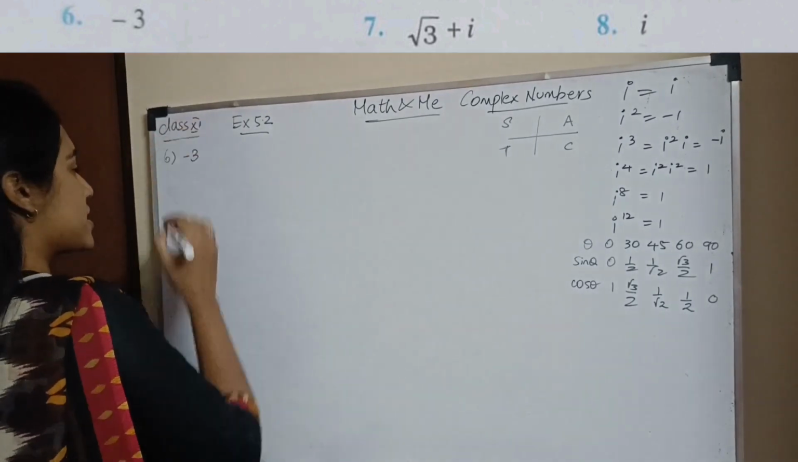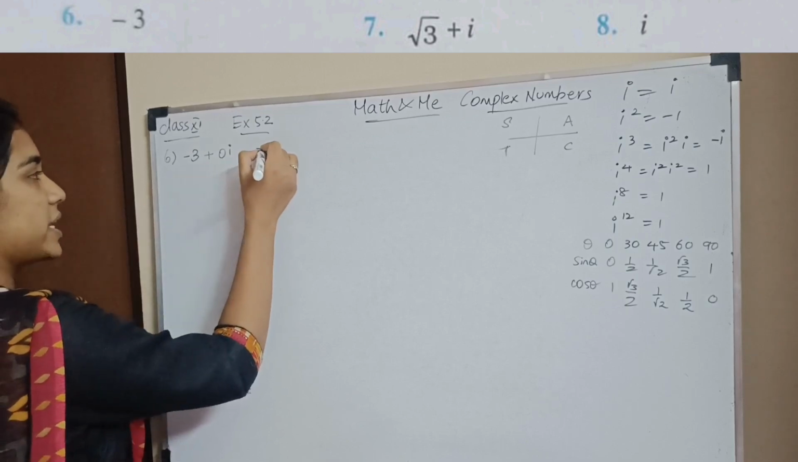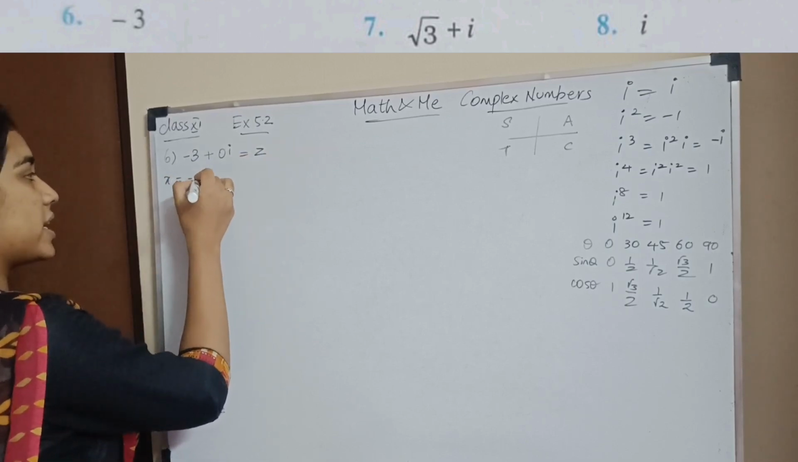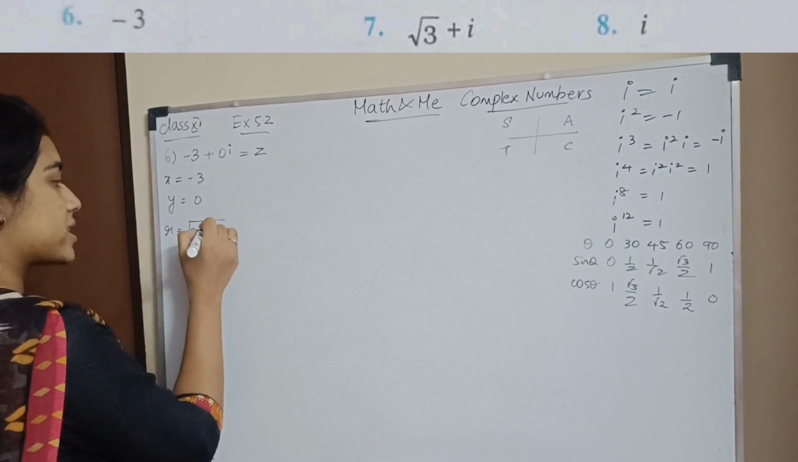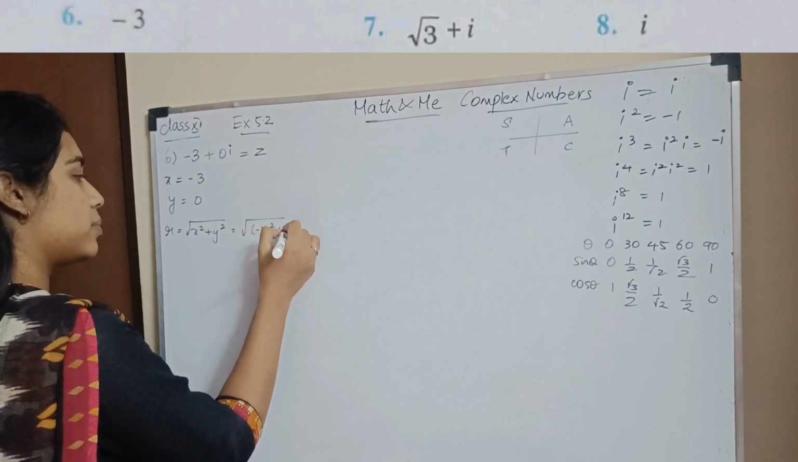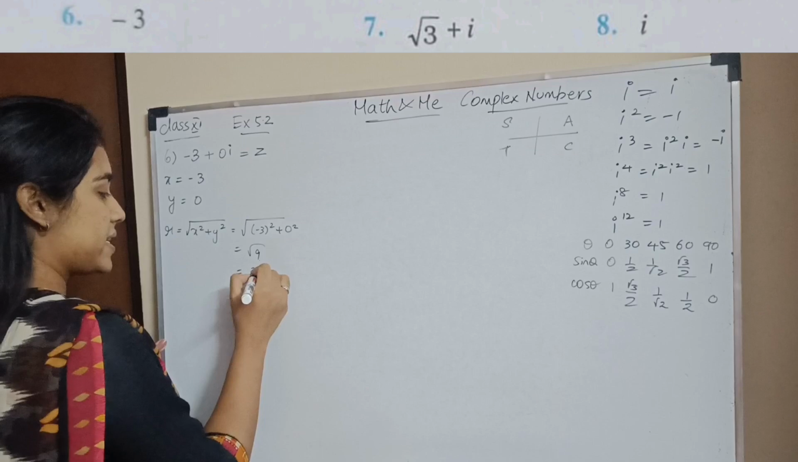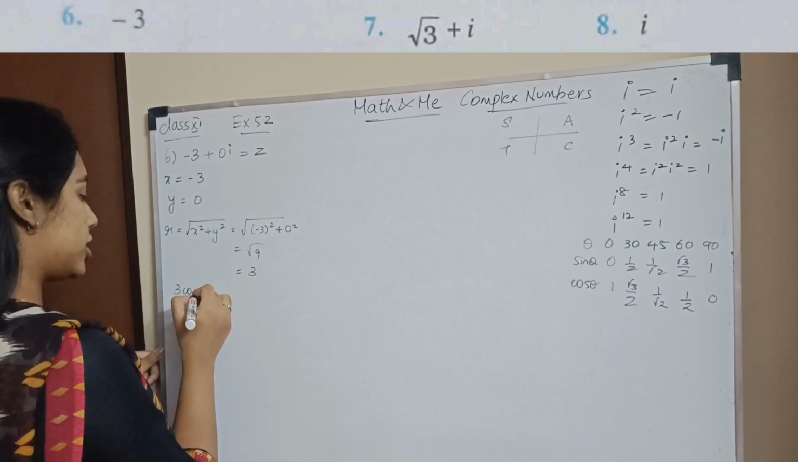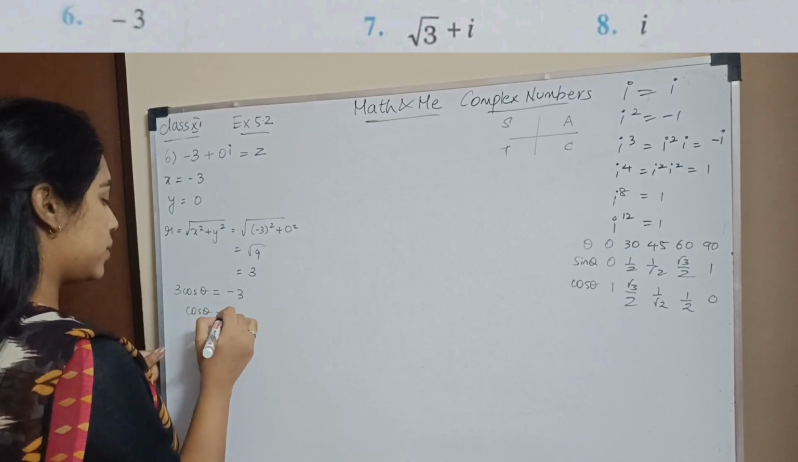6th question is -3. So this is -3 plus 0i. So this is my z. அப்ப x ஓட value என்ன? -3. y ஓட value 0. So r is root of x square plus y square, which is root of -3 the whole square plus 0 square. 3 square என்ன? 9. Root of 9 is 3. So 3 cos theta equals x, which is minus 3. So cos theta equals minus 1.